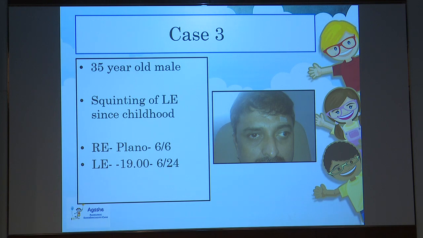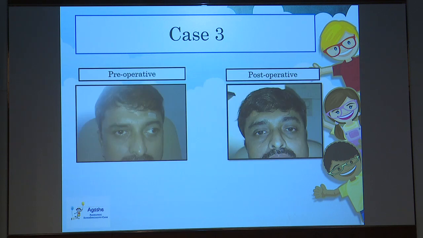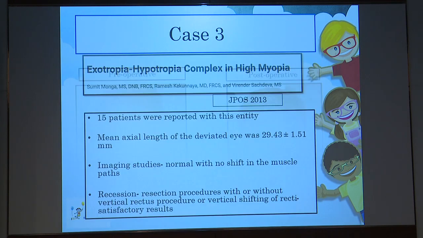left eye since childhood. He has a unisomyopia of minus 19 in the left eye. The patient was measured with contact lenses and measured 40 prisms of exotropia with hypotropia. The orbital imaging for the ocular muscles was normal. The patient underwent a regular recess-resect procedure and had a good result. So this is a peculiar complex called the exotropia-hypotropia complex in high myopia.